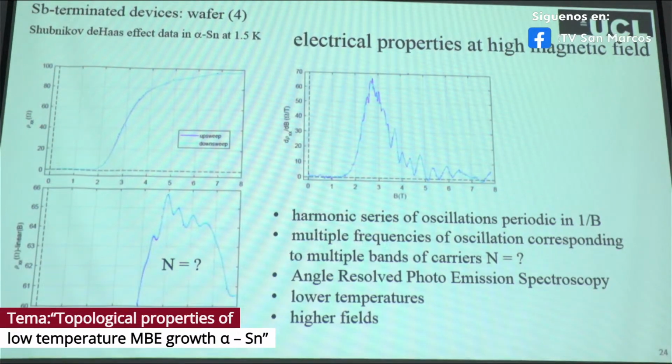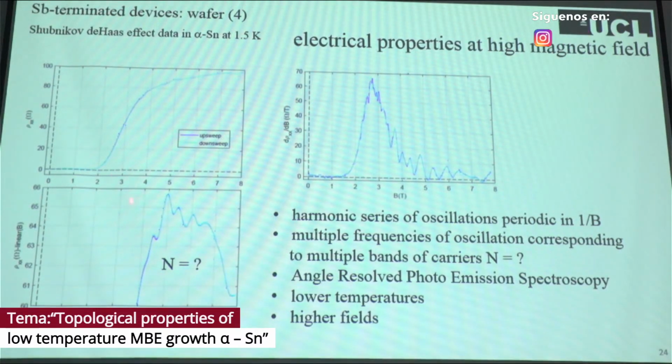These are antimony terminated surfaces. This is wafer 4. So it's slightly different. This is rho XX as a function of field up to 8 Tesla. Again, reasonably well-defined data, low noise.